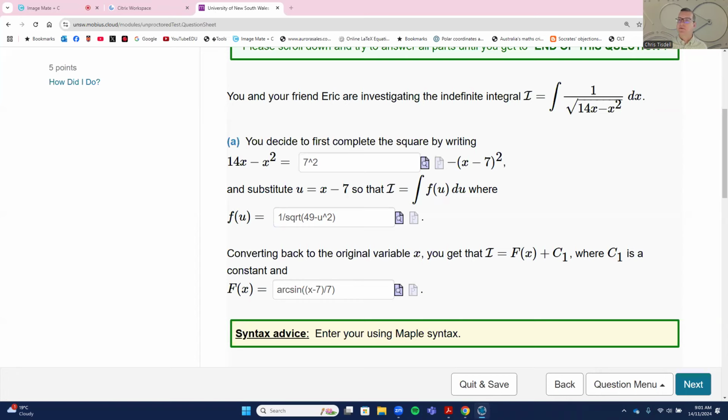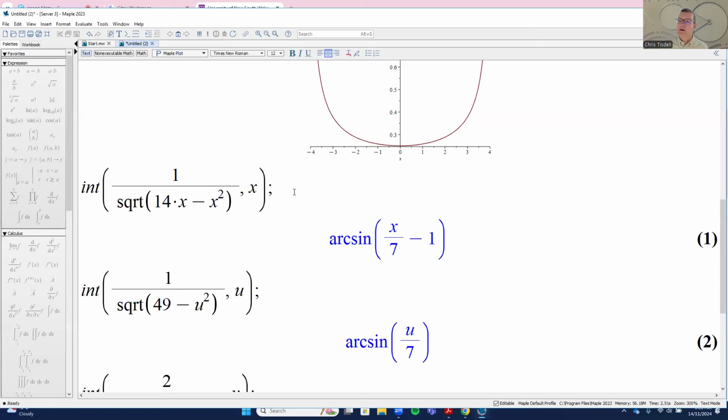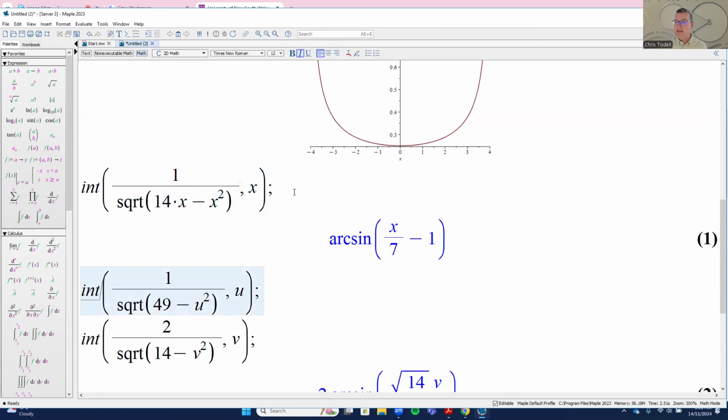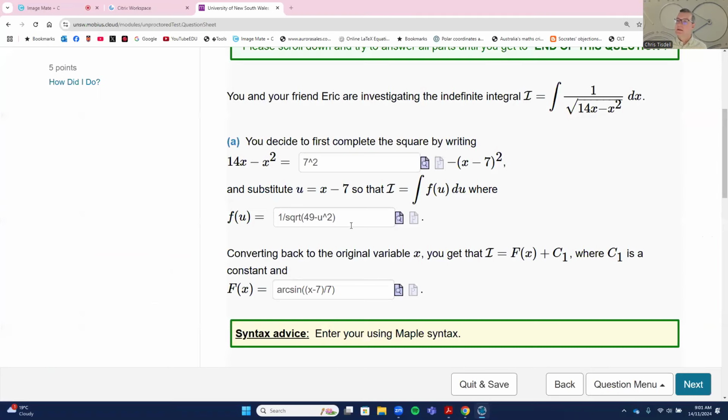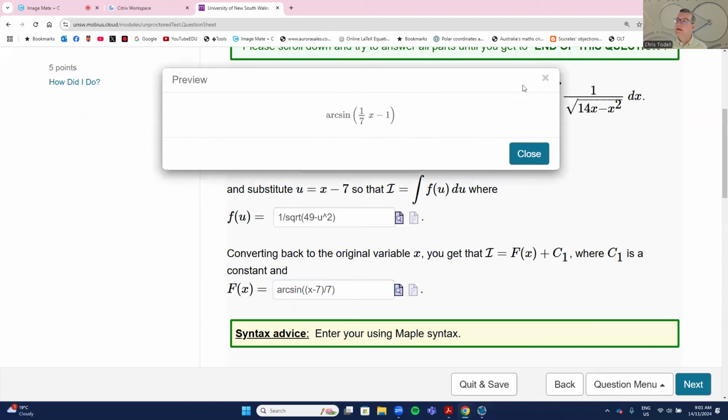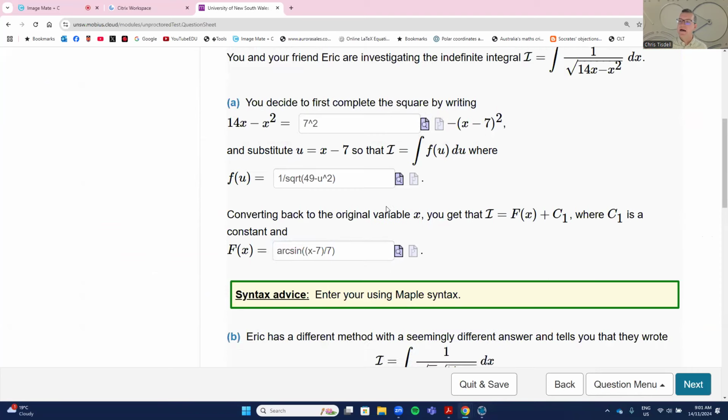Let me see if I can pull this across. So here, this is the original one. This is the simpler one. And of course, if u is x minus 7, then you'll get some simplification. So that's where this comes from. All right, so that's the first part.